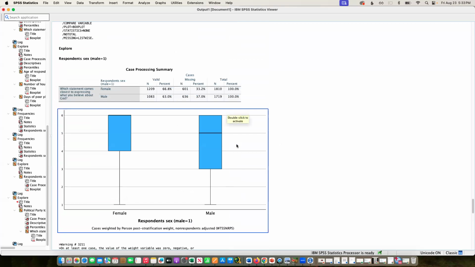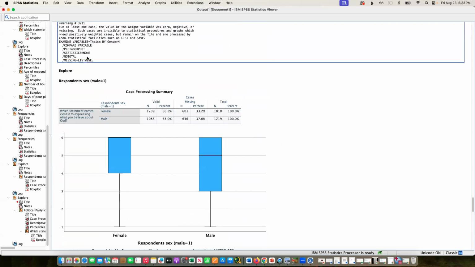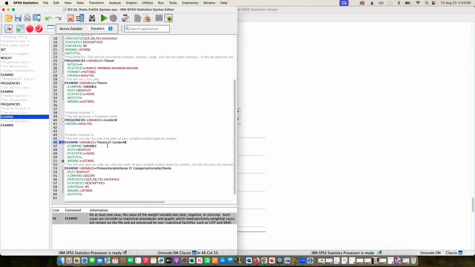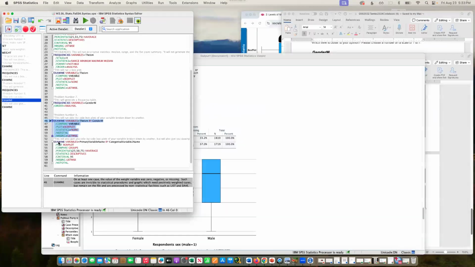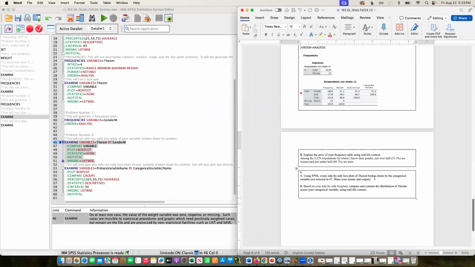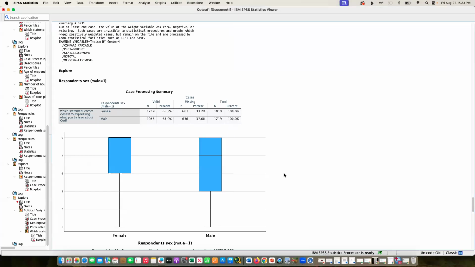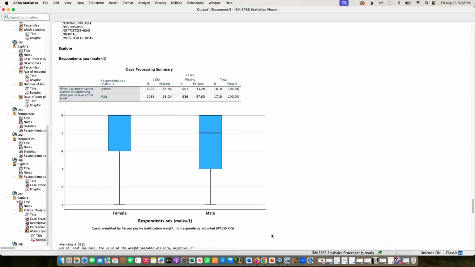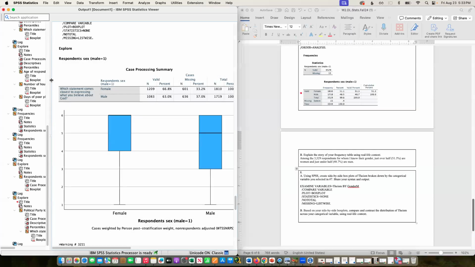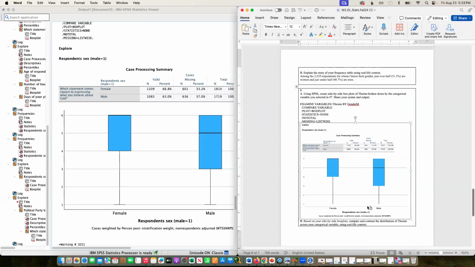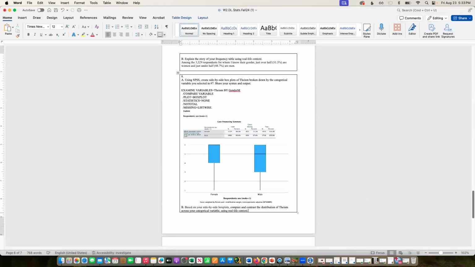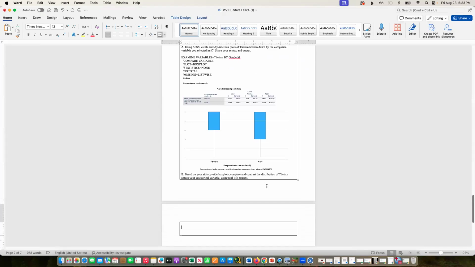Let's go to gender. So here's my gender one. So I want to take my syntax. And I want to take my output. Okay, and then it says compare and contrast the distribution using real life contrast.